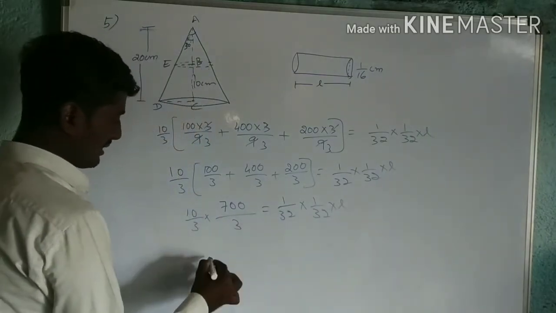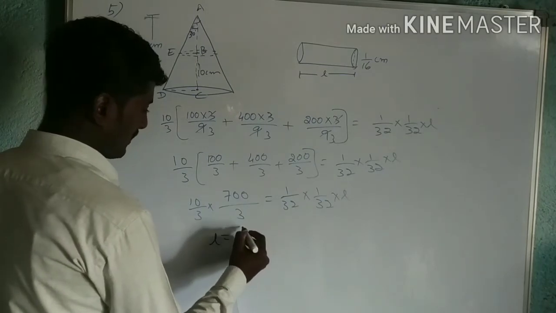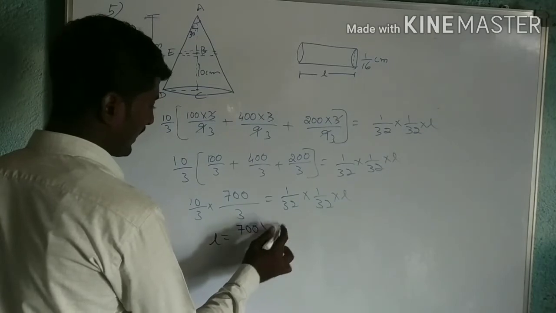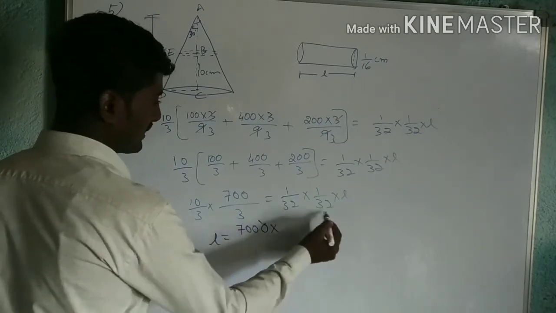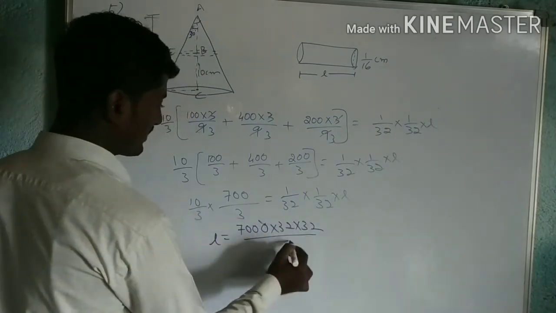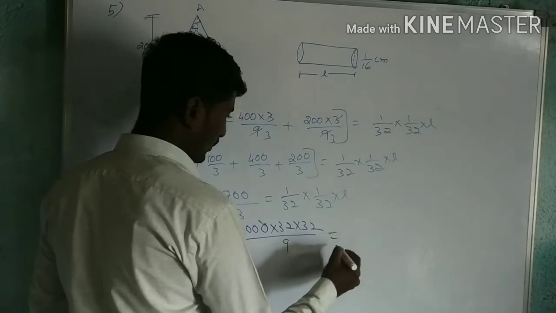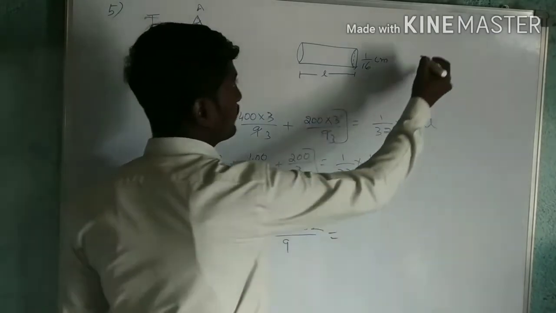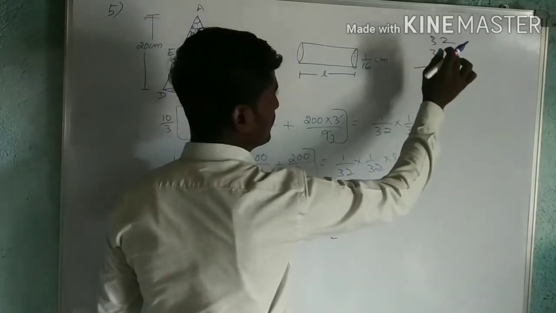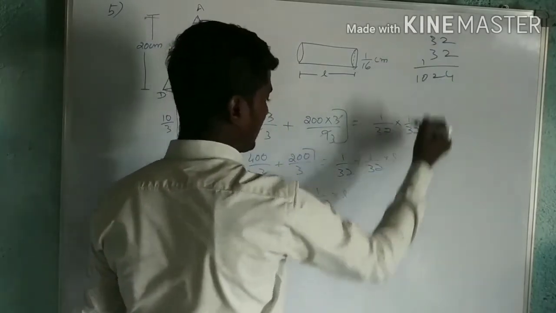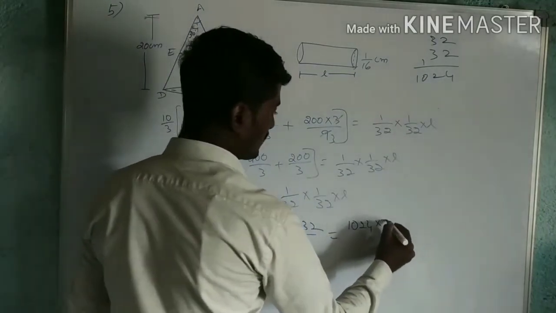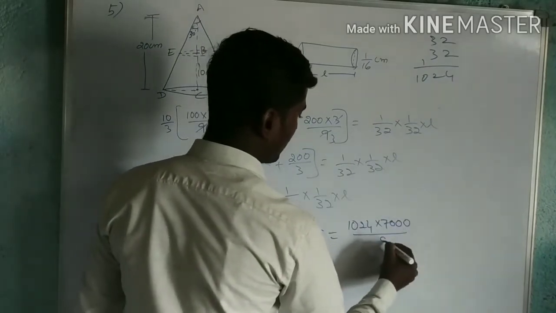Now I want L. Let us do cross multiplication. 700 into 10, I can write this as 7000. 32 into 32 divided by 3 3s, it is 9. Now multiply 32 into 32. 2 2s are 4, 6 plus 6 is 12, carry 1, 9 plus 1 is 10. So 1024 into 7000 divided by 9.